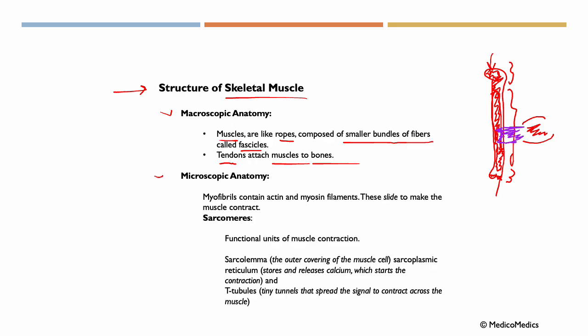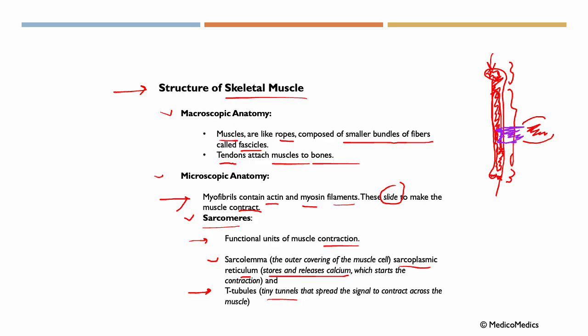Now, moving on, we have the microscopic anatomy. Myofibrils contain actin and myosin filaments. These slide to make the muscle contract. Another important concept is sarcomeres, which are the functional units of muscle contraction. Other key structures are the sarcolemma, which is the outer covering of the muscle cell. We have the sarcoplasmic reticulum, where we store and release calcium, which starts the contraction. And then we have something called T-tubules. These are tiny tunnels that spread the signal to contract across the muscle.